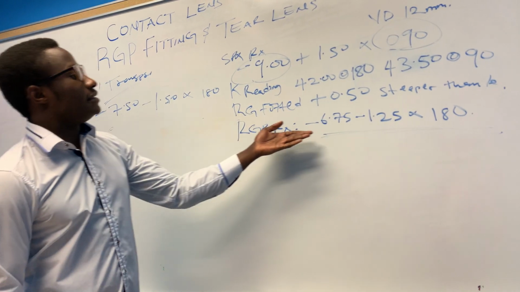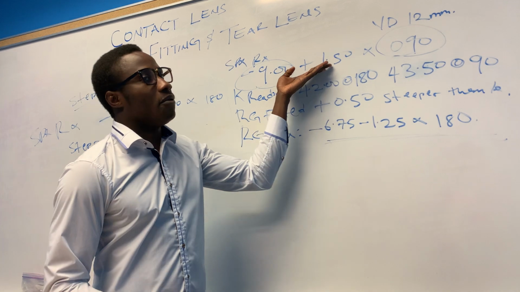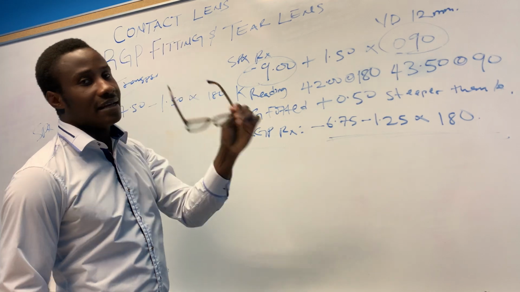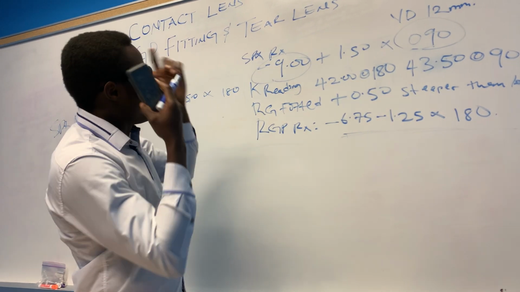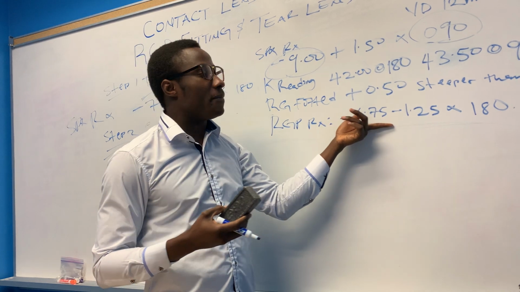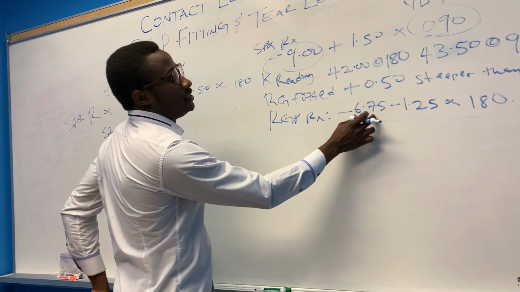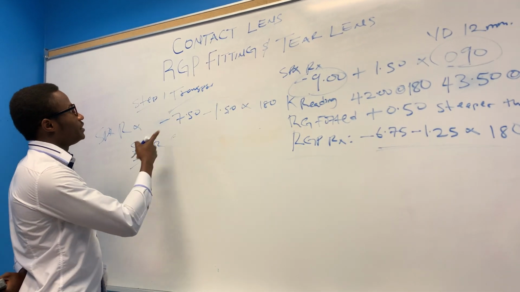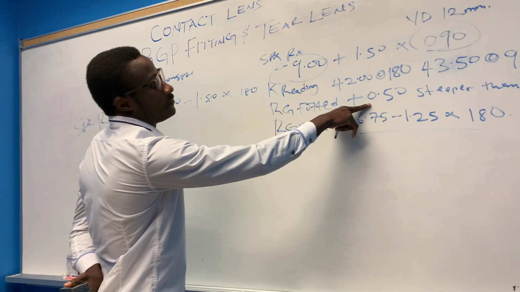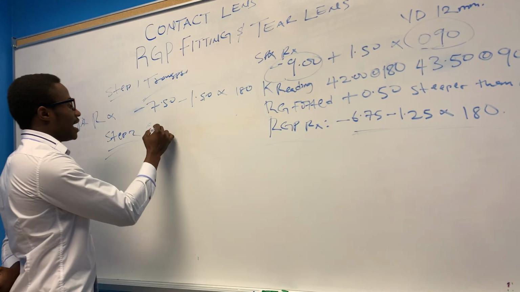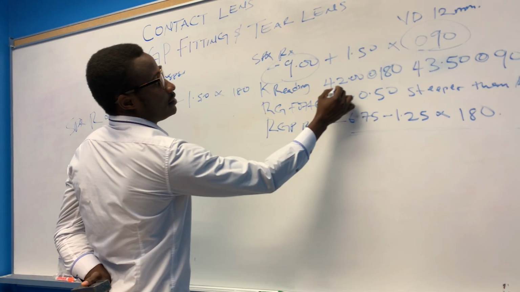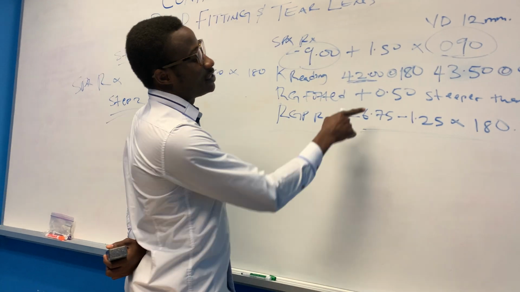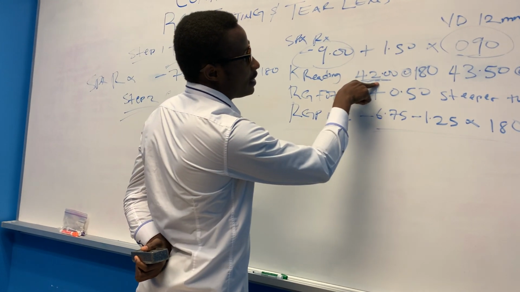So automatically, this and this, they are the same, but the difference is this is the Rx at the spectacle plane, the eyeglasses, while this is the Rx at the corneal plane. But this is going to change in a bit. I will explain why. Remember, we are supposed to fit this patient with an RGP 0.50 steeper than K, meaning that I have a K reading here, the flattest K is 42, and they said we should fit an RGP that is 0.50 steeper than the flattest K.